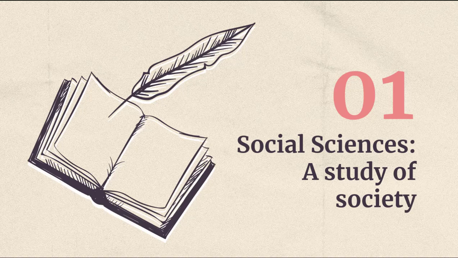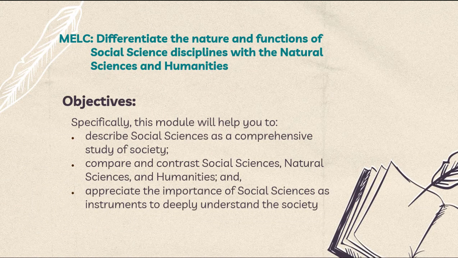Our first topic is about social sciences as a study of society. The most essential learning competency of this module is for the students to differentiate the nature and functions of social science disciplines with the natural sciences and humanities. Specifically, this module will help you to describe social sciences as a comprehensive study of society, compare and contrast social sciences, natural sciences, and humanities. Lastly, appreciate the importance of social sciences as instruments to deeply understand the society.